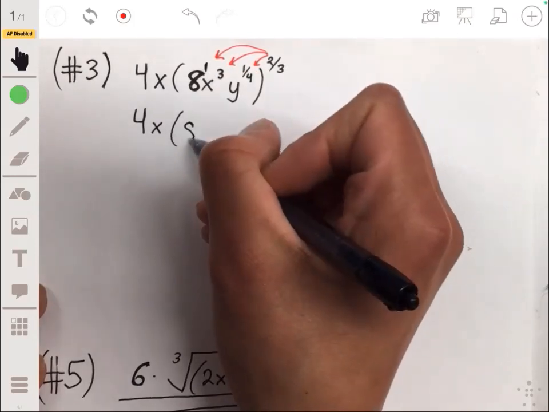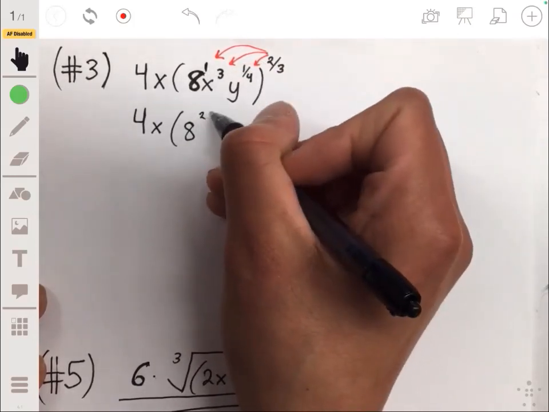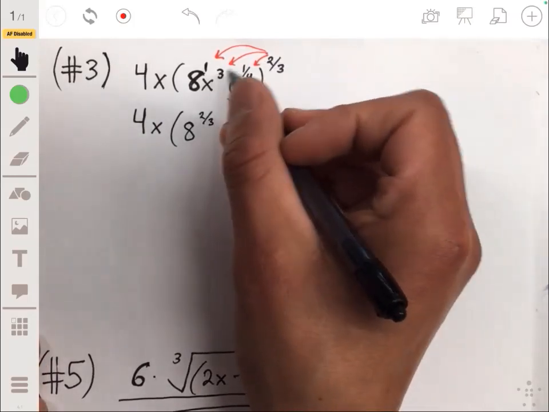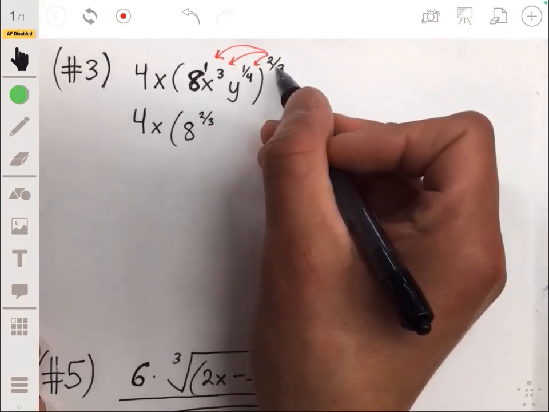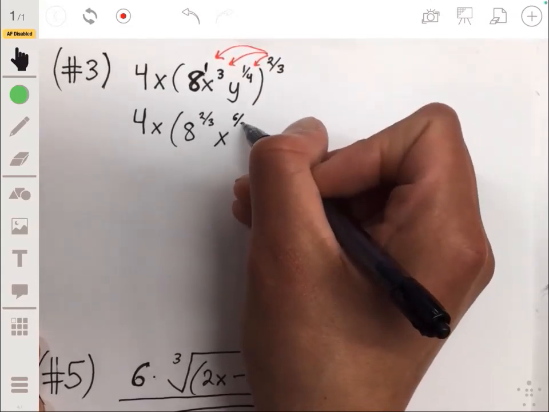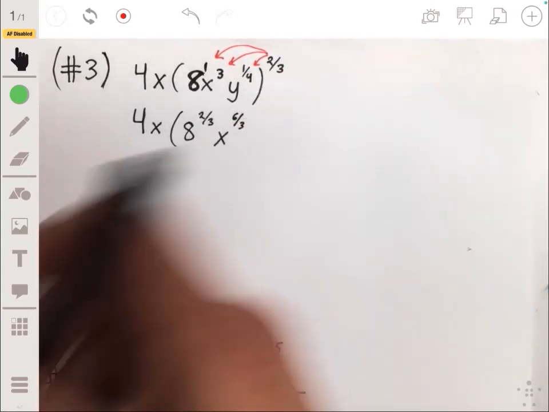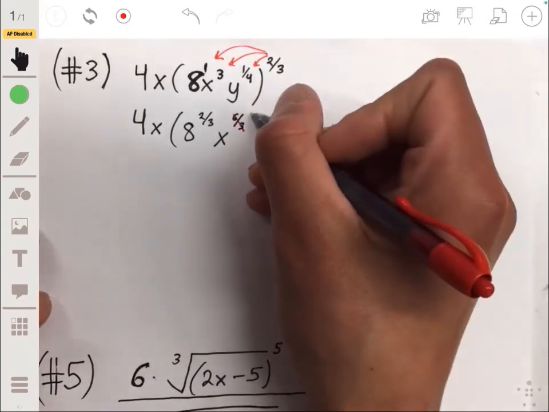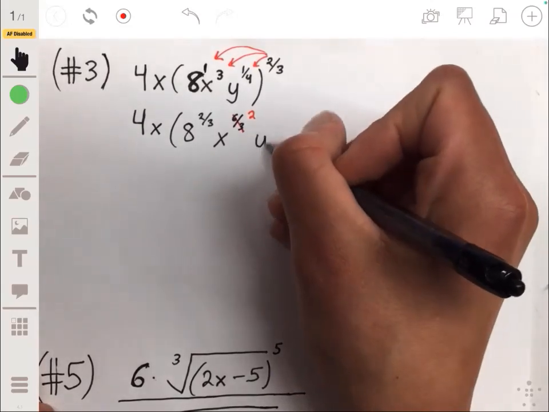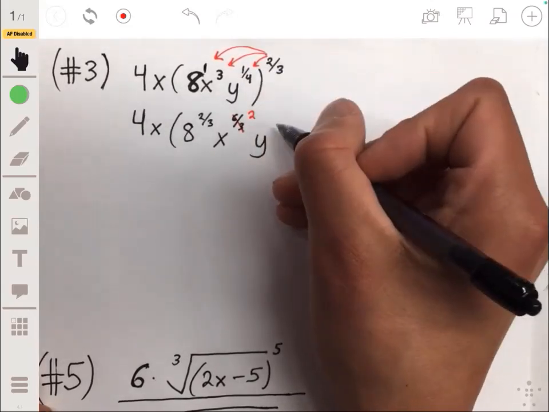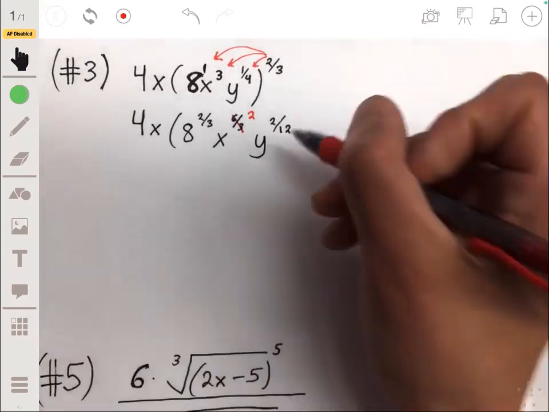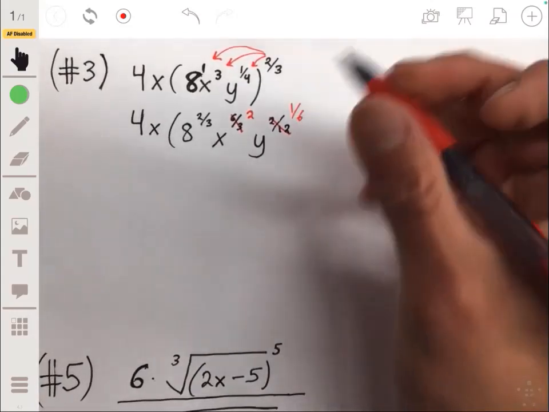And what we're going to have is 8. 1 times 2/3 is 8 to the 2/3. So the 3 times 2/3, that becomes 6/3, which is just going to then be simplified to x squared. And then 2/3 times 1/4, you have y to the 2/12, and that just simplifies to y to the 1/6.